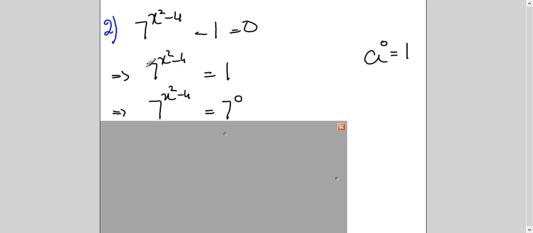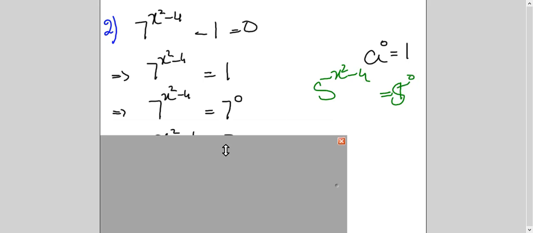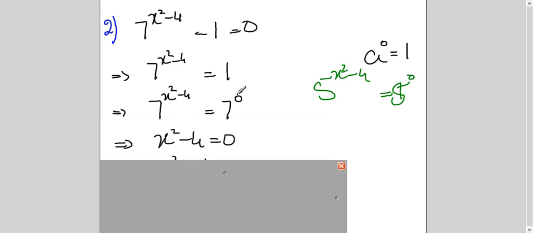If I had here 5 power x square minus 4, what I'm saying? 5 power x square minus 4. And here I had 1. Then in place of 1, I could write 5 power 0, because I want the base the same, right? And that is equal to 1. So now the bases are the same, so I can equate the powers: x square minus 4 equals 0.